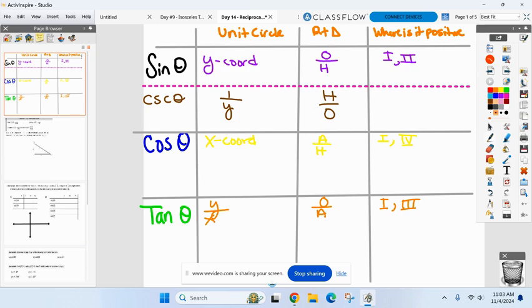Still positive in the same quadrants as sine. You just got to remember that these two bad boys go together. Okay, they go together. And I will give you a trick to remember that in a second. So cosecant, CSC, what's its related partner here? Sine. All right, sine and cosecant go together.